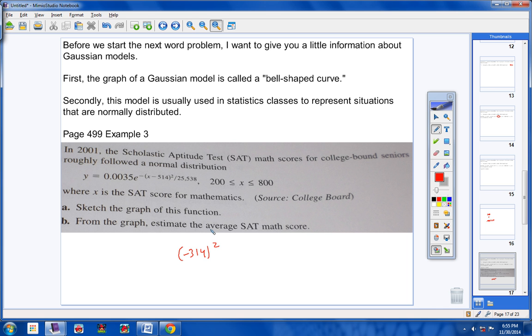And you should get this. Okay? Now, there's a negative sign out front, so now put a negative in front of it. So now we have the whole numerator. What's it divided by? 25,538. So type that in.